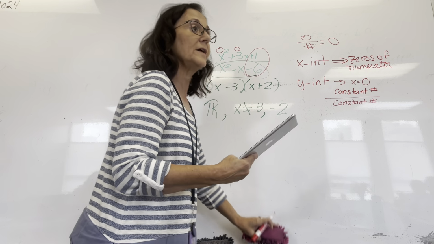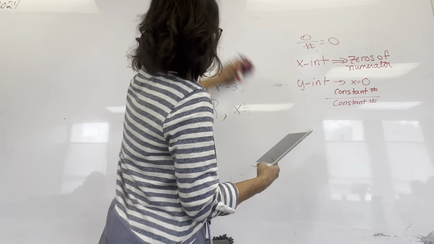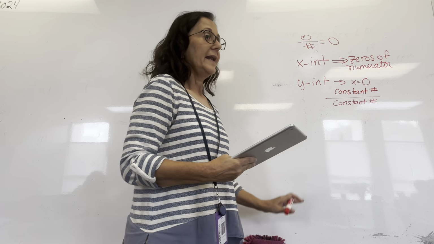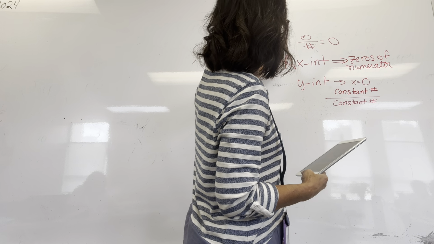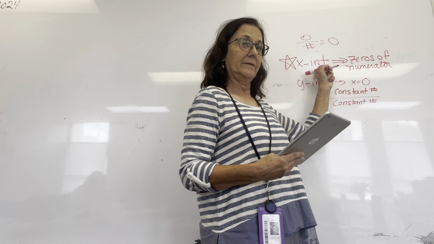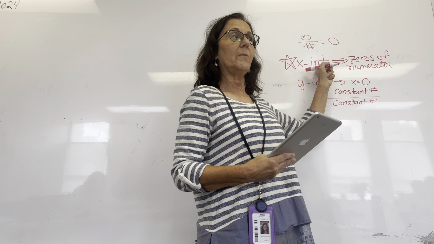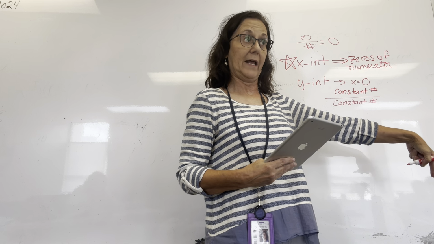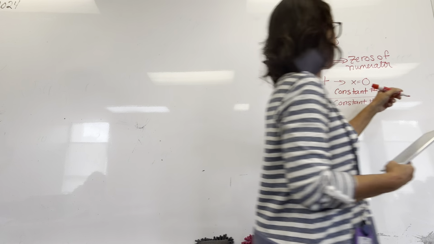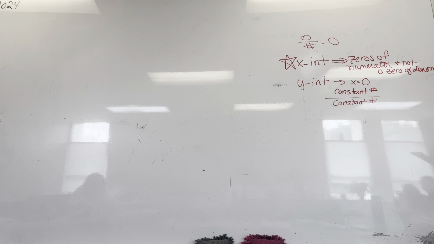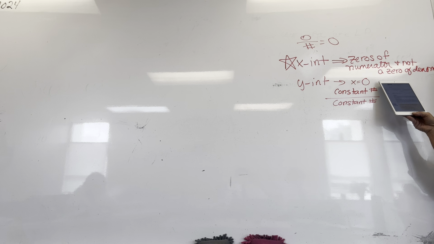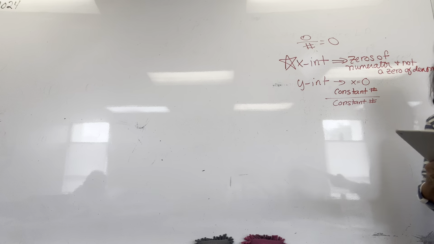So we're going to answer those questions for example 2. Now, here's one thing you have to remember: it's only an x-intercept if it is a 0 of the numerator and not a 0 of the denominator. What exactly does that mean? Somebody explain what this means, a 0 of the numerator that's not a 0 of the denominator.